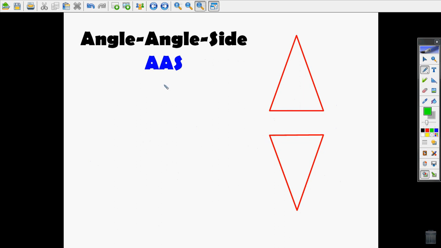Then we have angle, angle, side. And so this is saying the same idea in that these 2 angles are congruent, these 2 angles are congruent, but a side that is not included between the 2 angles. So notice I'm not picking the side that's between the 2 angles. It's a side that's outside the angles. So if I can show that 2 angles and a corresponding side are congruent to each other, I have shown by angle, angle, side that the 2 triangles are congruent. I don't even need to know anything else about the other angles or the other sides. So that's angle, angle, side.